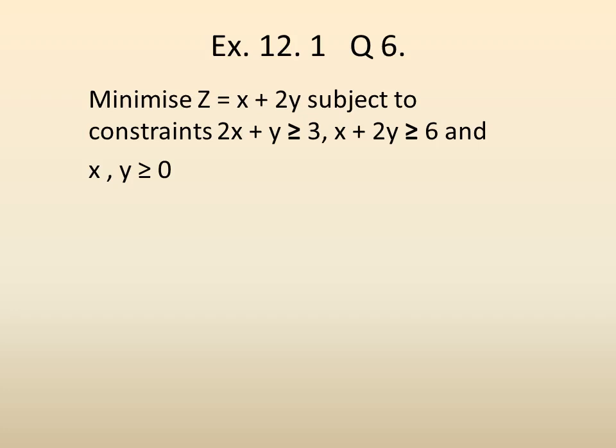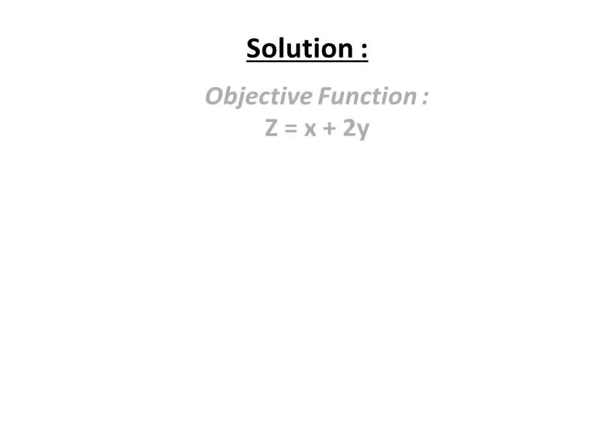Hi everyone. Now let us solve question number 6 from exercise 12.1. Question goes like this. Minimize z is equal to x plus 2y subject to constraints 2x plus y greater than or equal to 3, x plus 2y greater than or equal to 6 and x and y greater than or equal to 0. Let us have a look at the solution.